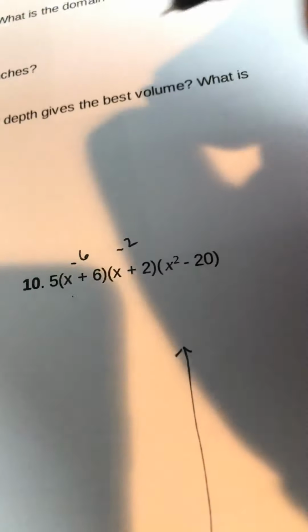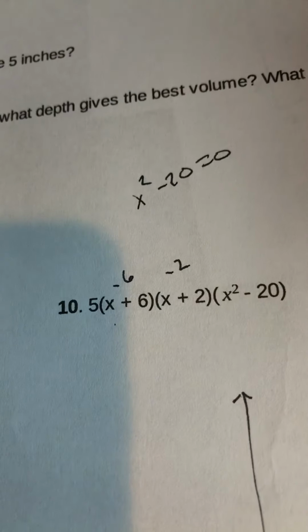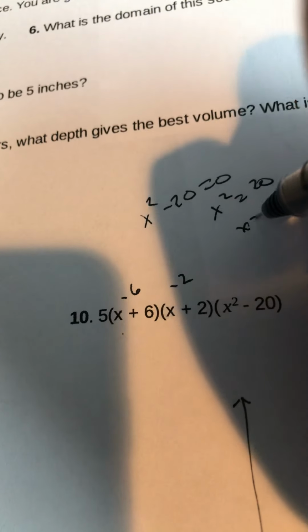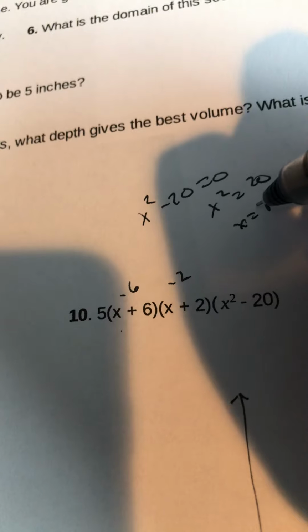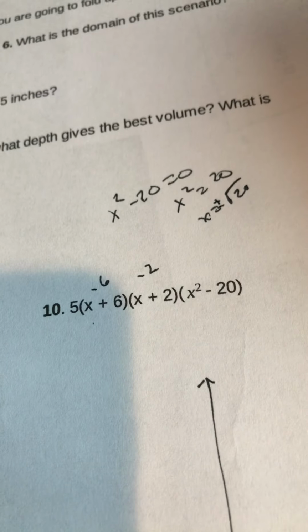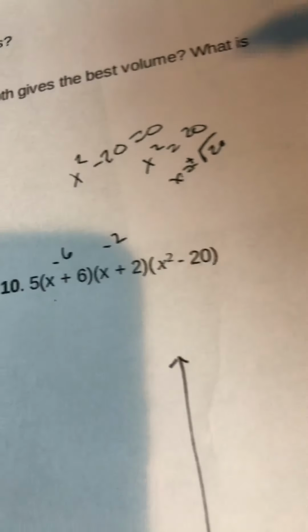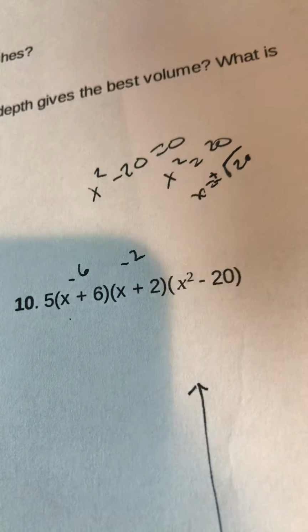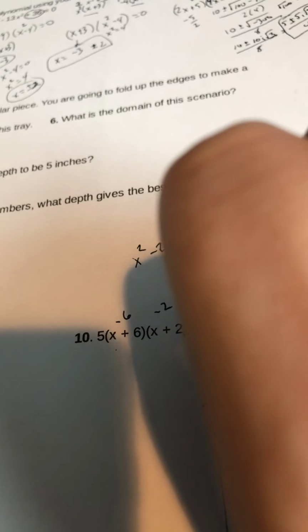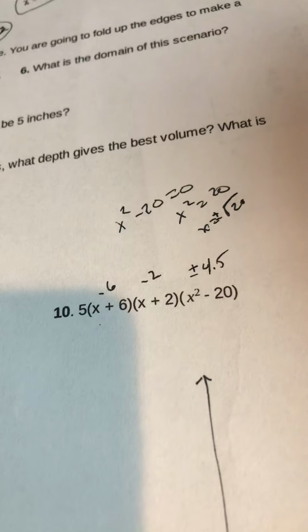So if I set that equal to 0, and I solve it, I'm going to get x squared equals 20. And when I square root it, I don't get a perfect number. So here we're just going to want the decimal approximations. Well, the square root of 25 is 5, and the square root of 16 is 4. So 20's got to be between the two. So I'm just going to call it 4.5.